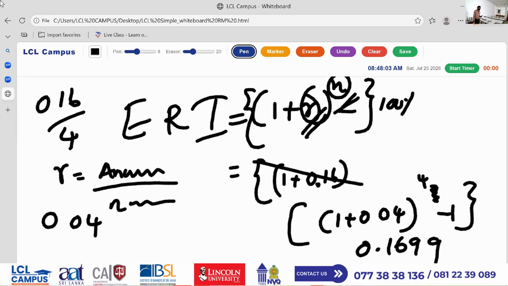Okay? 16 divided by 4 is 4 over 100. 4 over 100 means 0.04. Okay? Check it again. If it is not clear, look at this.